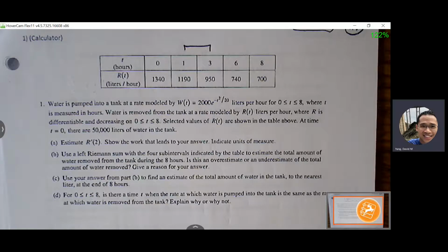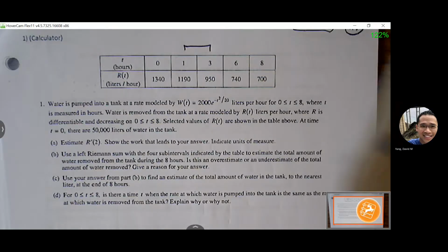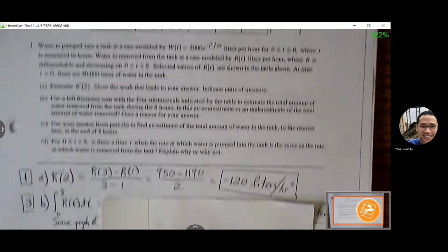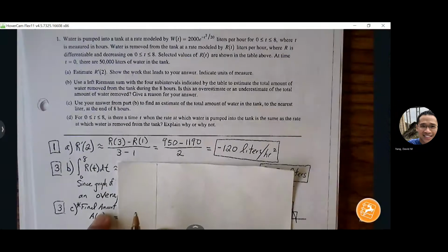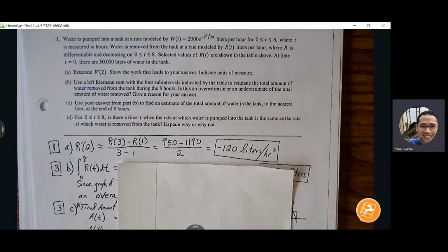Okay, so change in R of T divided by change in time. R is already in terms of liters per hour. So if I want to find the rate of that, then it'll be negative 120 liters per hour squared.